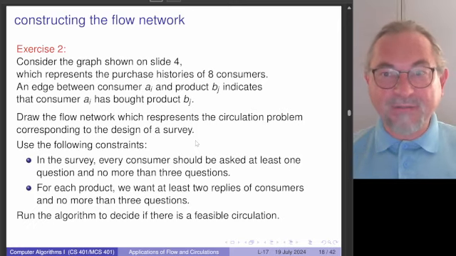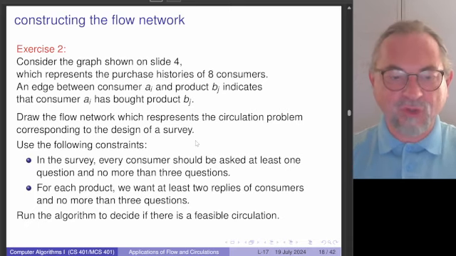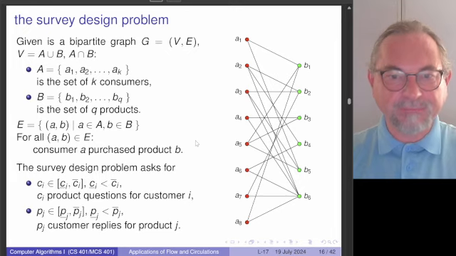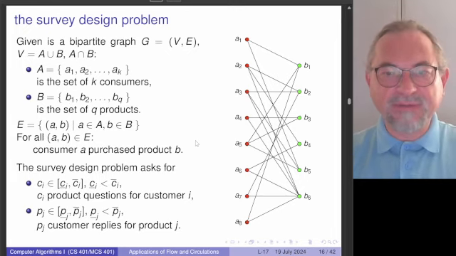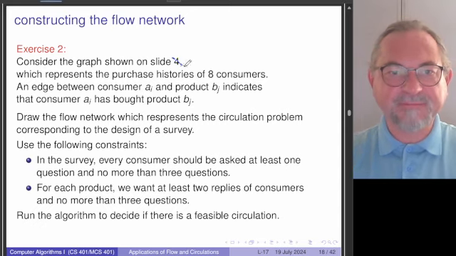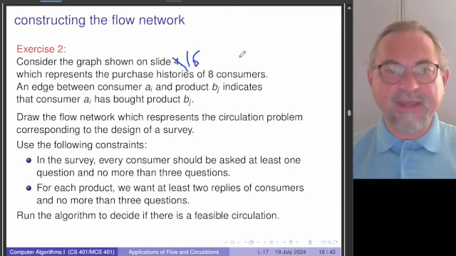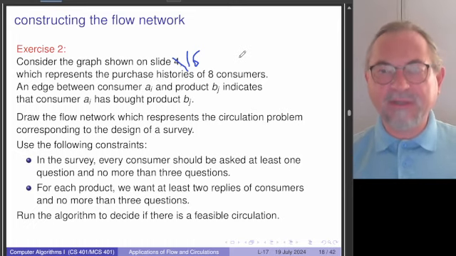A numerical example, please. Use the abstract picture on the previous slide, along with the graph shown, and there's still a typo here. I meant not slide 4, but actually this should be slide 16. So you have 6 products, 8 consumers. Draw the network for that.